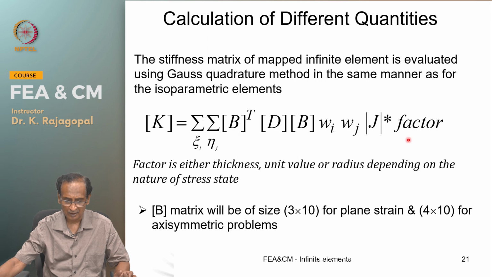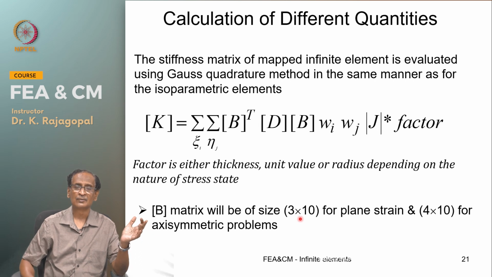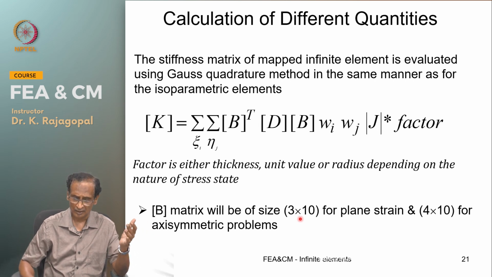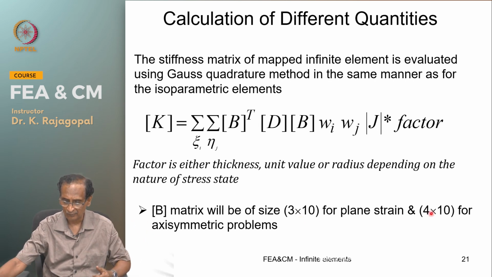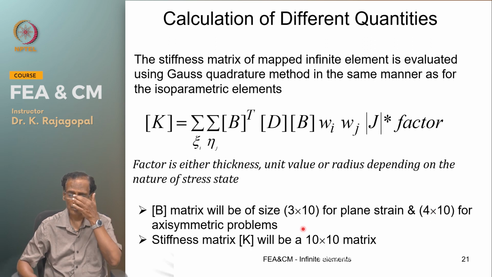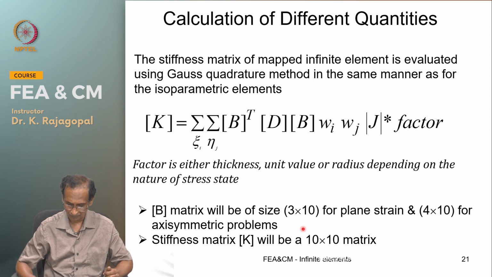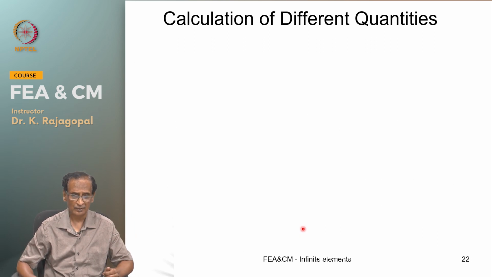For example, for plane strain element, this B matrix will be of 3 by 10 for the 5 node semi-infinite element or the mapped infinite element, 4 by 10 for the axisymmetric problems, and the stiffness matrix will be a 10 by 10 matrix for the 2D problems for the 5 node infinite element.